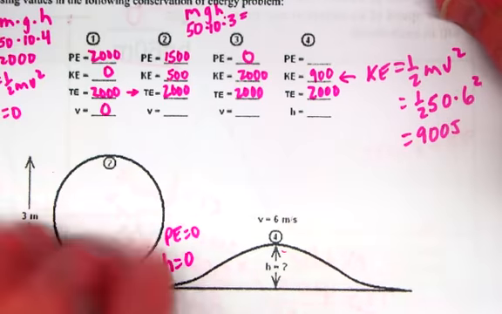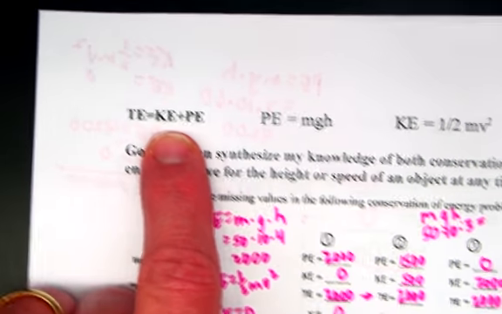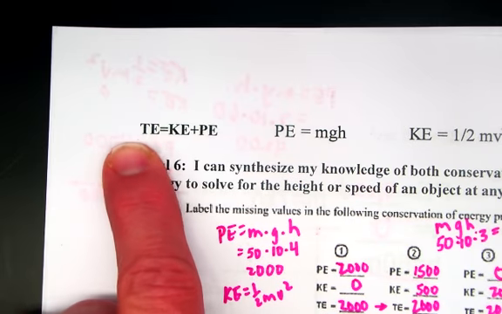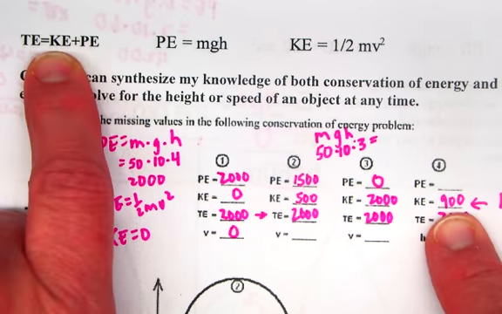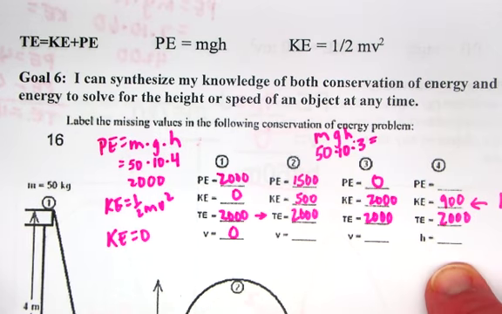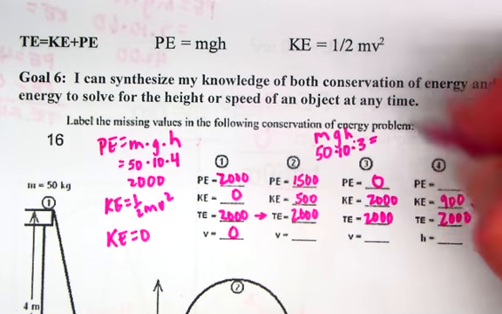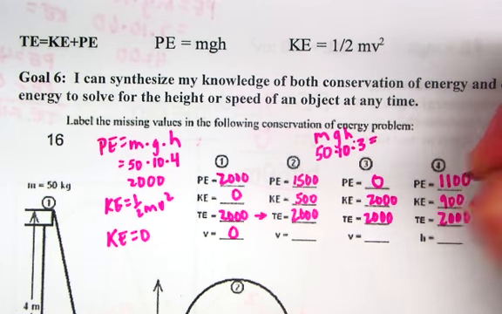So then from my total energy equation, because I know KE plus PE has to equal TE, I can just take my TE of 2,000 and subtract my KE to figure out what my PE must be. So 2,000 minus 900 is 1,100.